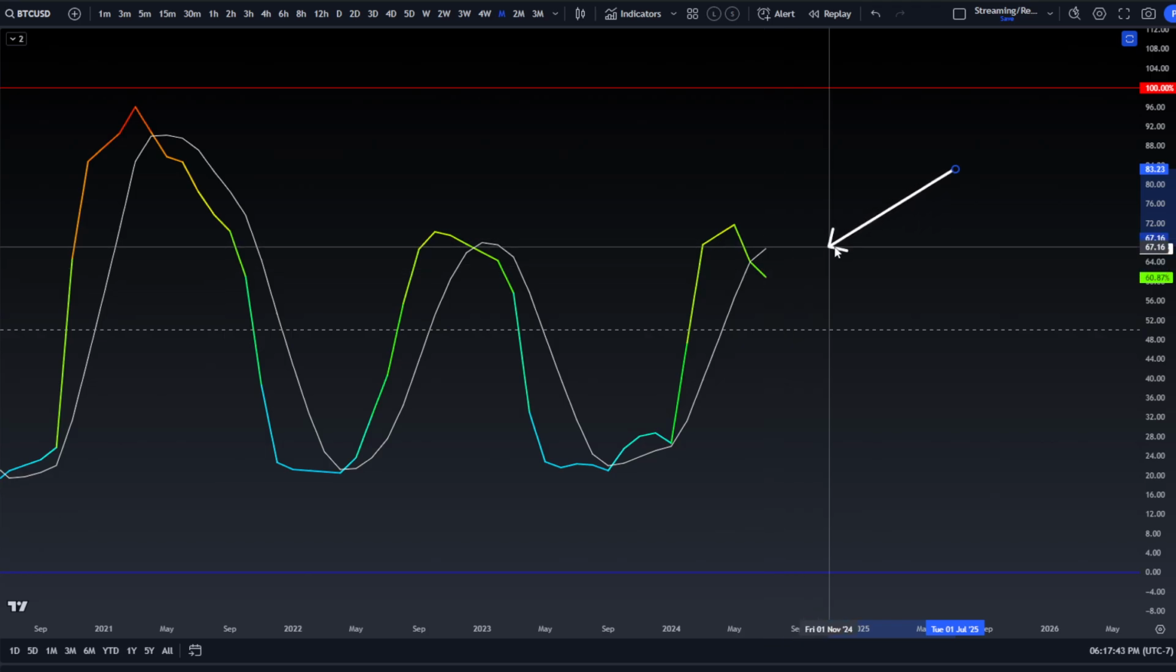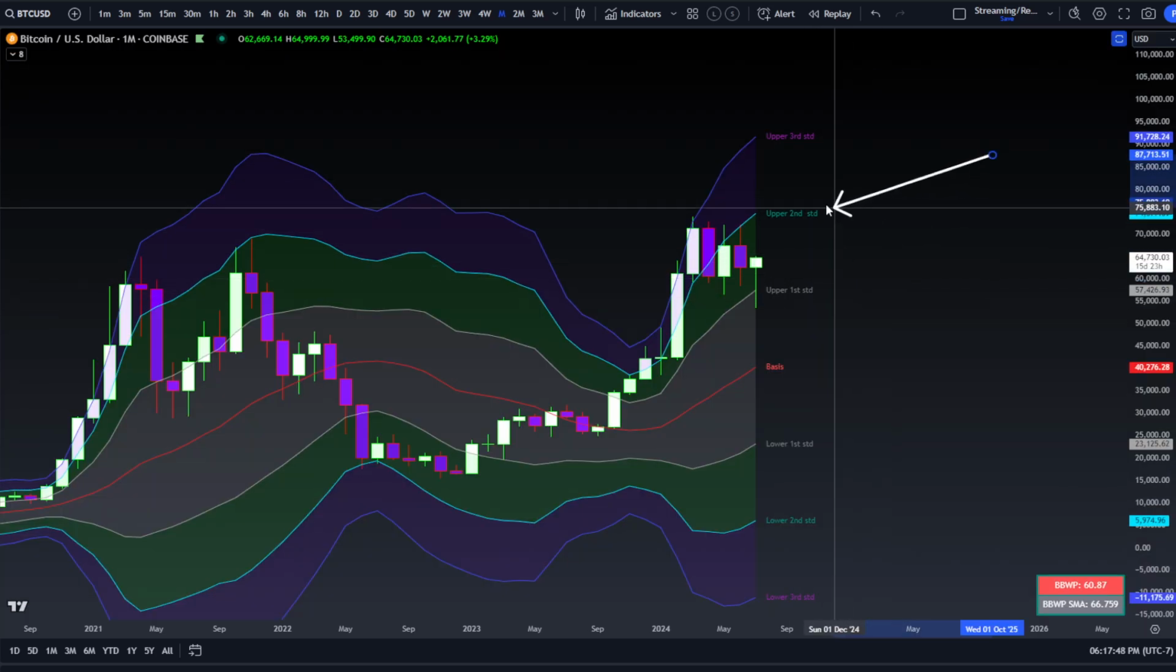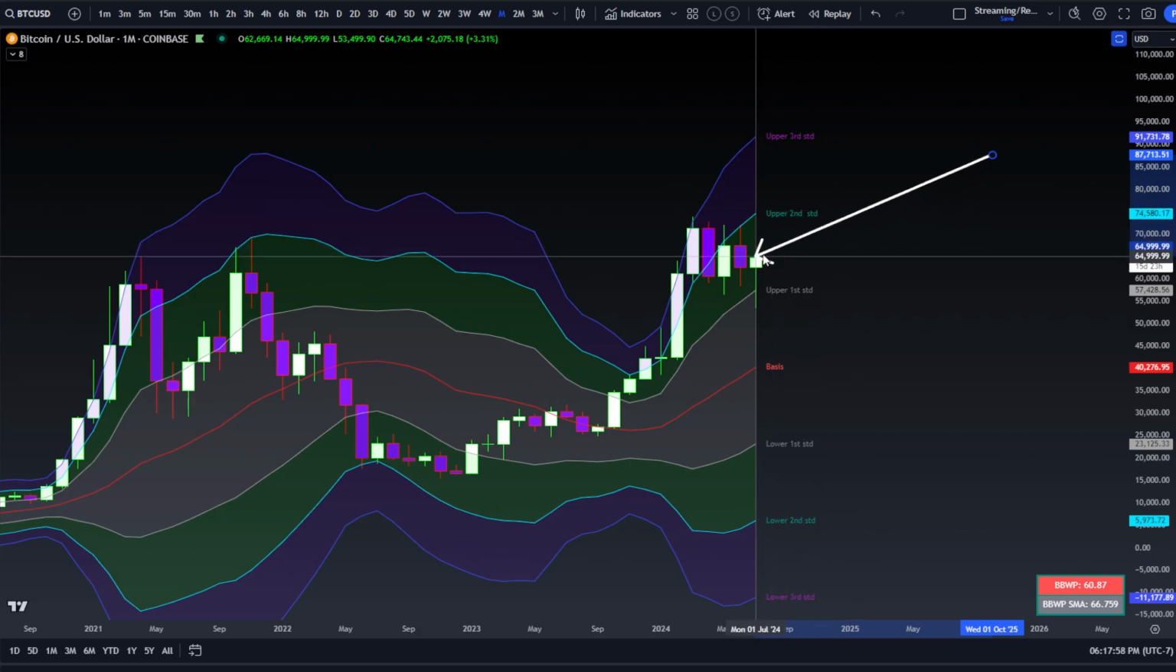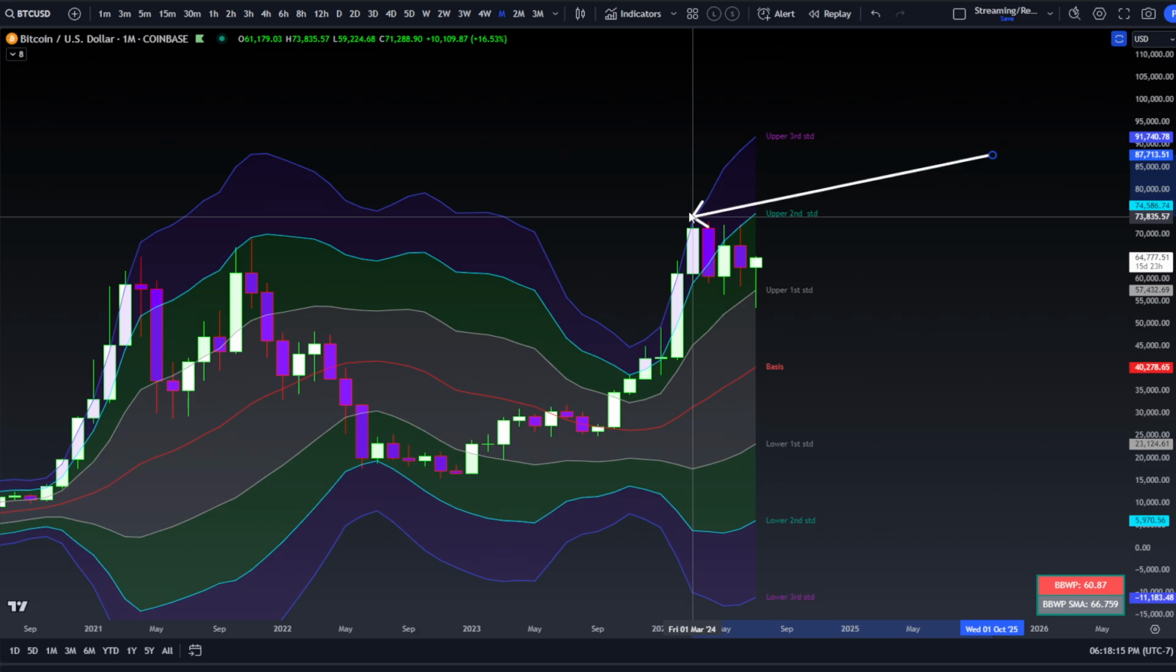So if Bitcoin were to move up and get above the upper second standard deviation by the end of this month, which is just above the highs at 74,500, and if Bitcoin continues to push up between now and the end of the month, we will likely see this continue to move up. The bands do adjust ever so slightly. It's probably going to be right around $75,000, which is one of the reasons why I'm calling above the local high here, the all-time high, I should say, at 73,835.